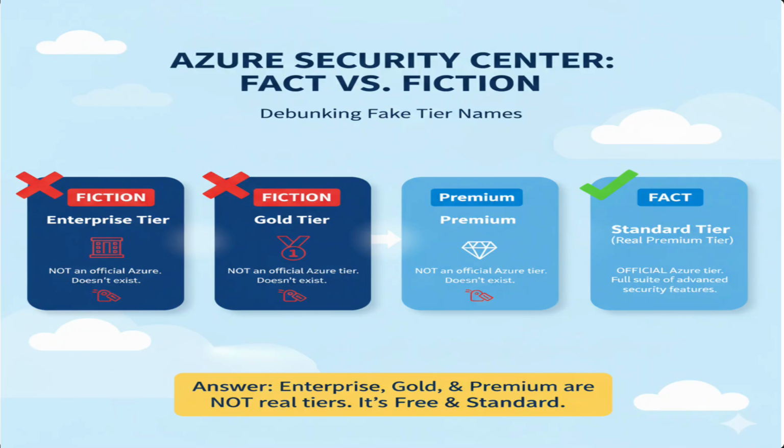Why are the other options wrong? Enterprise, Gold, and Premium are not actual tier names used by Azure Security Center. Microsoft keeps it simple with just free and standard tiers. These other names might sound more premium, but they don't exist in Azure Security Center's actual pricing structure.